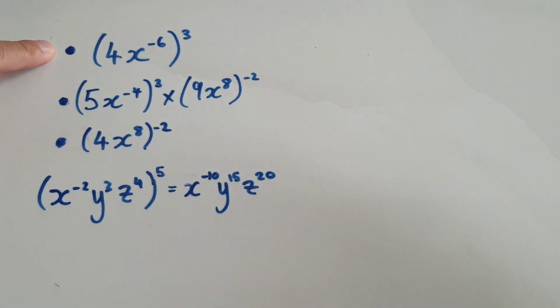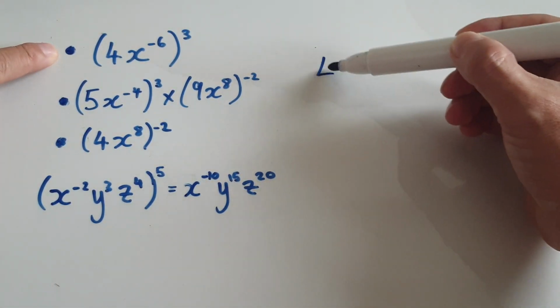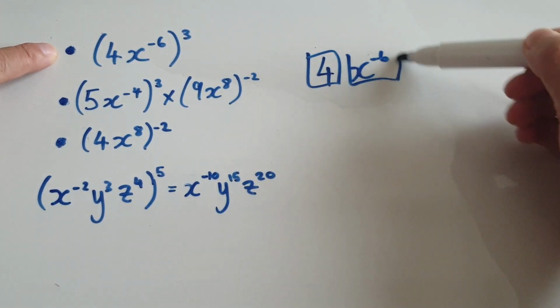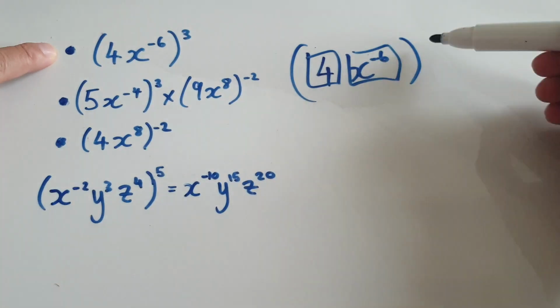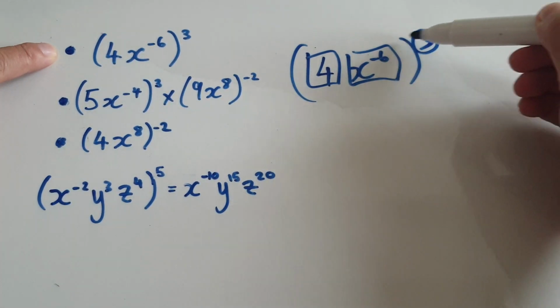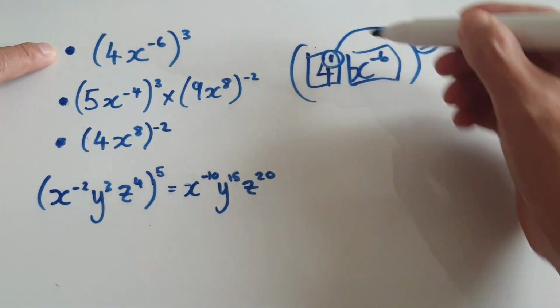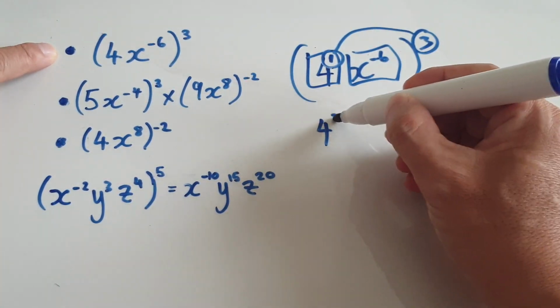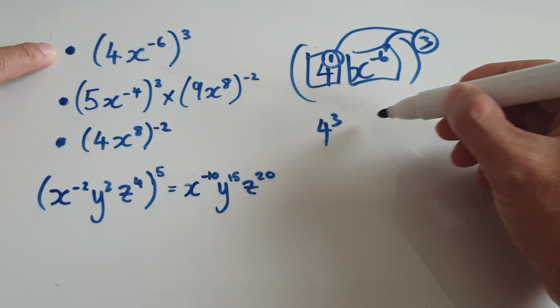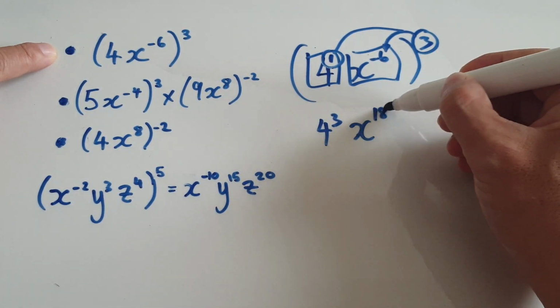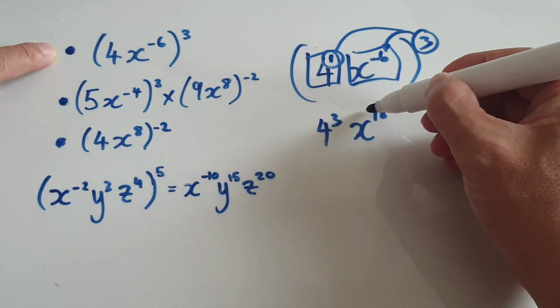Now let's tackle the first one. So when you look at this, think of 4 as a block, x to the power of negative 6 as one block, all to the power of 3. So that would mean this is to the power of 1. So that would mean this times this, which will be 4 to the power of 3. This times this will be x to the power of negative 18, because there's a negative there.